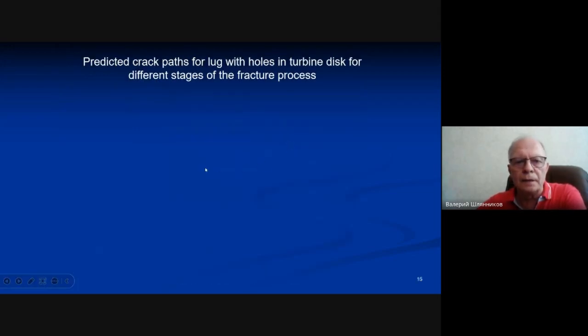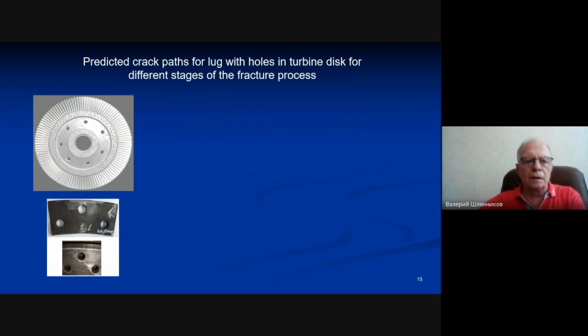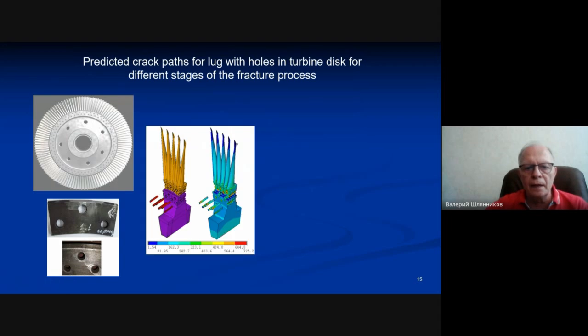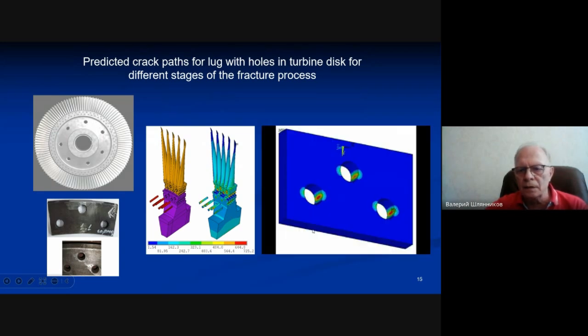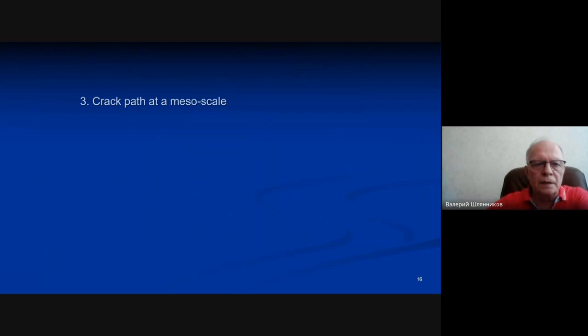And the last example in this section is a structural integrity assessment of a power engineering turbine disc damaged in operation by a corner crack in the area of the rivet, disc, and blade attachment. In this video, you can see the crack path, or phase field fracture pattern, in the lug of this turbine disc. And the third part of my presentation is the crack path at mesoscale.